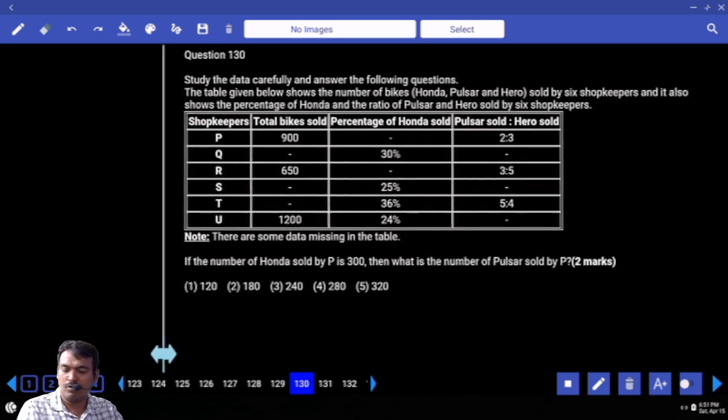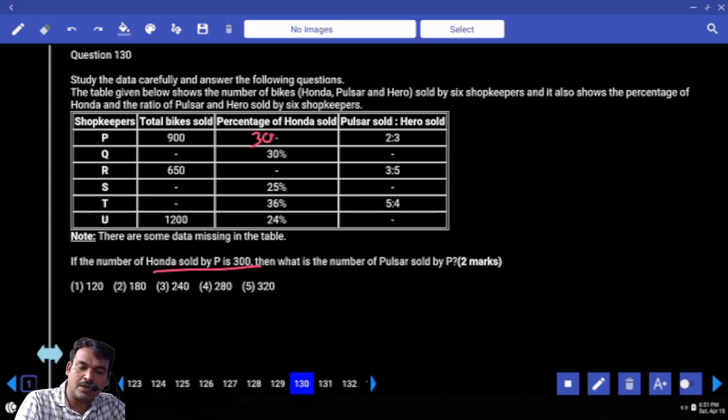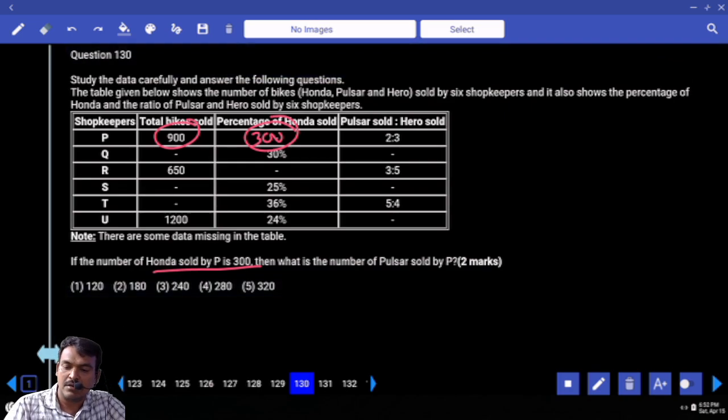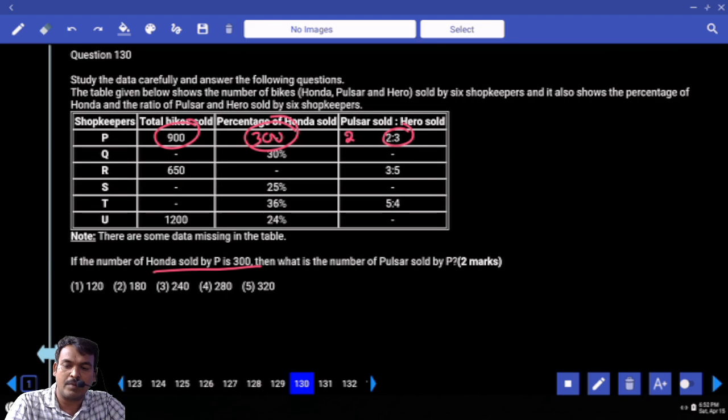If the number of Honda sold by P is how much? 300. Then what is the number of Pulsar sold by P? Honda sold by P is 300. P Honda value 300 means out of 900, 300 completed. What is the remaining? 600. That 600 represents 5 parts. 5 parts are 600. Every 1 part is 120. 2 parts are 240 and 3 parts are 360.